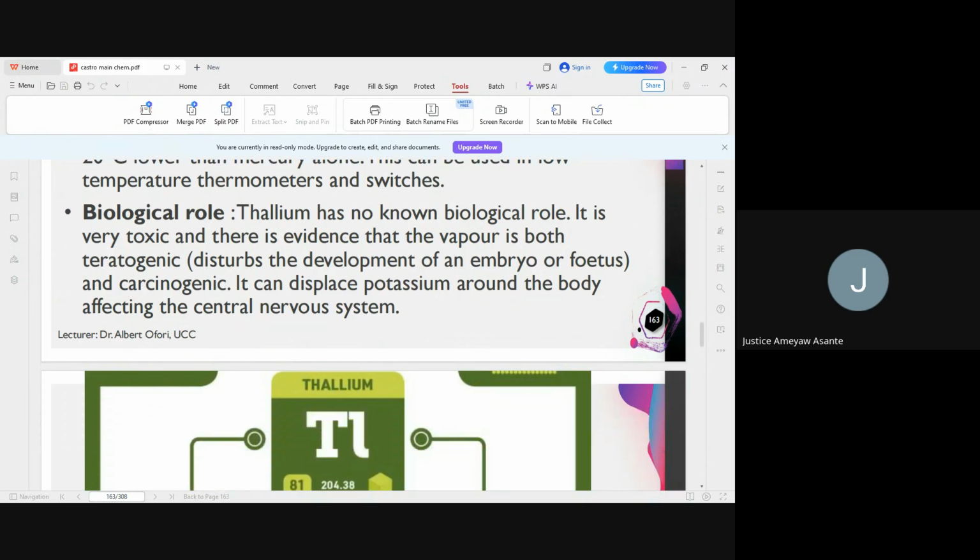Biological role. Thallium has no known biological role. It is very toxic. And there is evidence that the vapor is both teratogenic, affecting the development of an embryo or fetus, and carcinogenic. It can also displace potassium around the body, affecting the central nervous system.